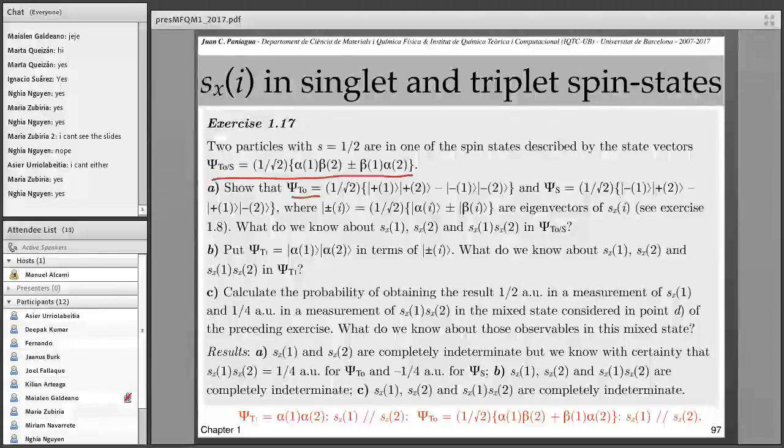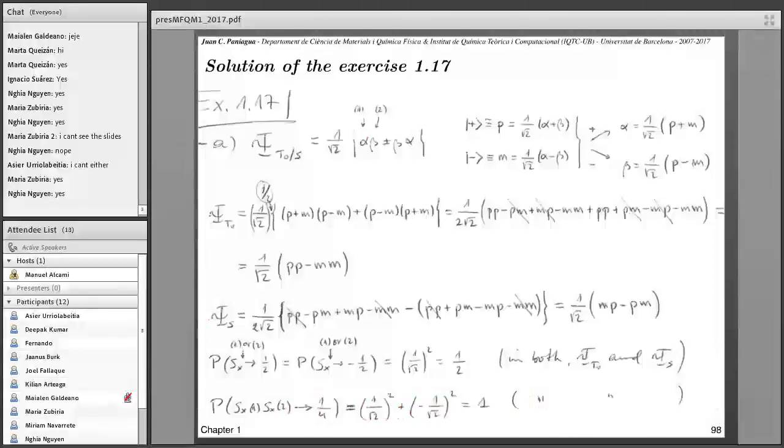First, we are asked to show that this triplet component can be put in terms of eigenstates of Sx in this way, where we already know this expression for the triplet state and this expression for the singlet state. And the eigenstates of Sx, we have already seen that they are the sum and the difference of the eigenstates of Sz. Well, and then we ask the same thing as in the previous exercise, but now refer to the X components instead of the Z components. Let's go.